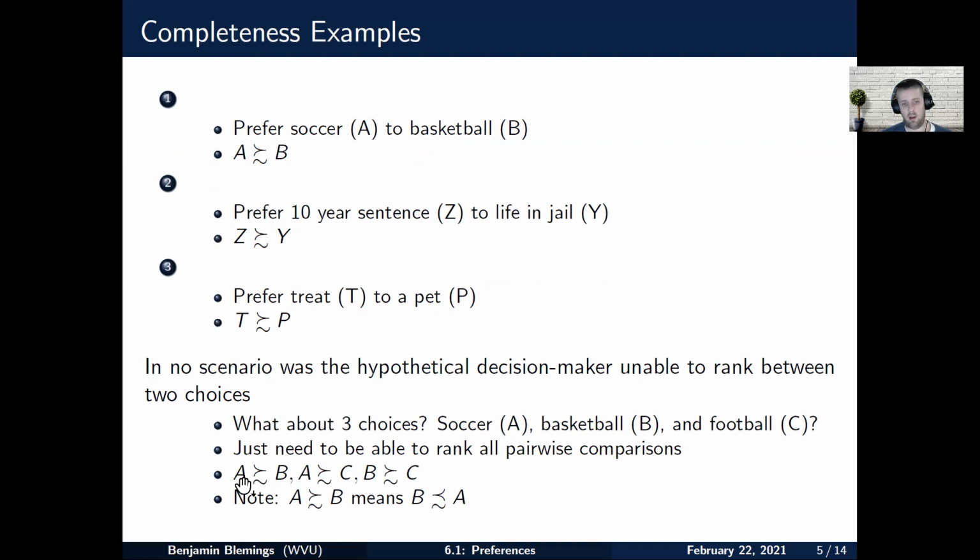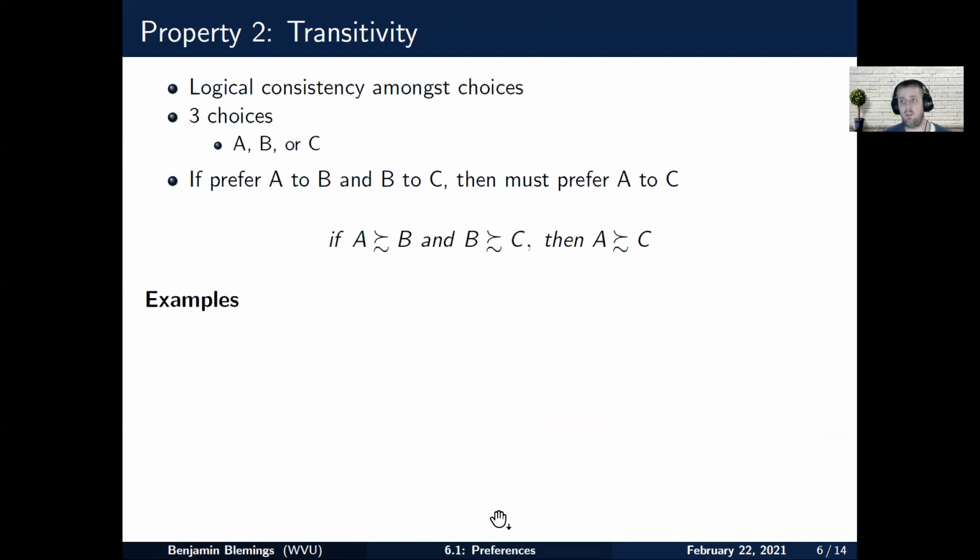So in this one, this person prefers soccer to basketball, prefers soccer to football, and also prefers basketball to football. These preference relation symbols could be in either direction. All that matters is that they have a preferred option amongst them. And this note is just to remind you that A weakly preferred to B could also be rewritten as B less preferred than A. And so that is the first property, completeness, which is fairly simple.